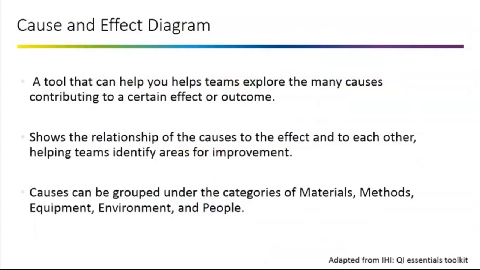So the purpose of using a cause and effect diagram is that it helps you and your team to explore what are the causes contributing to the certain effect or outcome that you're observing. It shows the relationship of the causes to the effect and to each other, and it helps teams to identify areas for improvement. Causes are grouped under categories, as you can see: materials, methods, equipment, environment and people. And it's usually those 5 topics that are used to construct the cause and effect diagram.